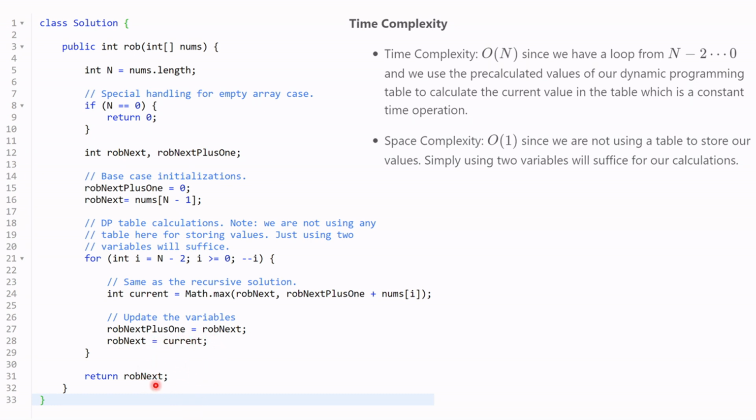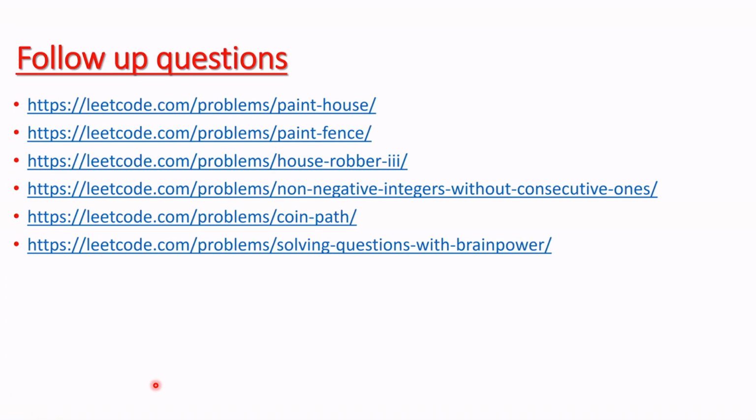And we will return that. So I think we have already completed all the approaches, but for the follow-up questions, if you have completed the previous problem, you can follow up with these questions. I will send you the link if you need, or you can go through that.